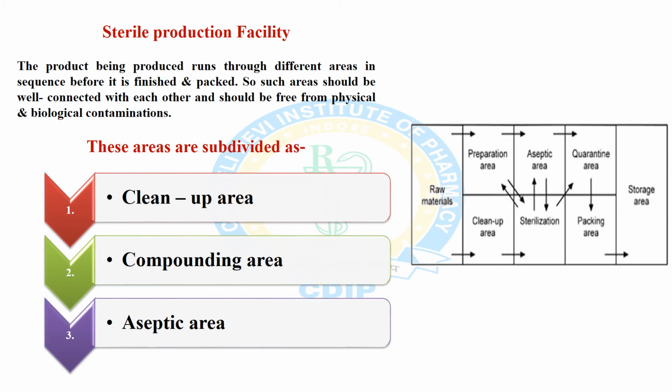And the third one is the aseptic area, which is the most important, or we can say the heart of the whole preparation, where fabrication will be done. So fabrication, filling and sealing of the product is done in the aseptic area.